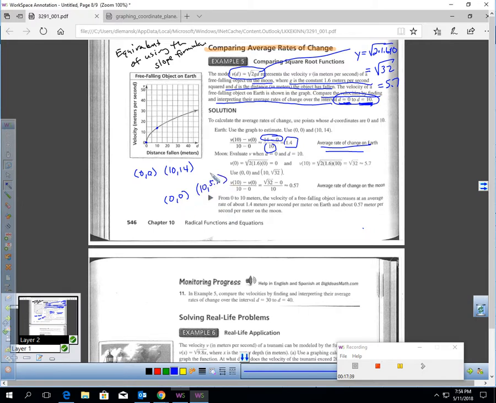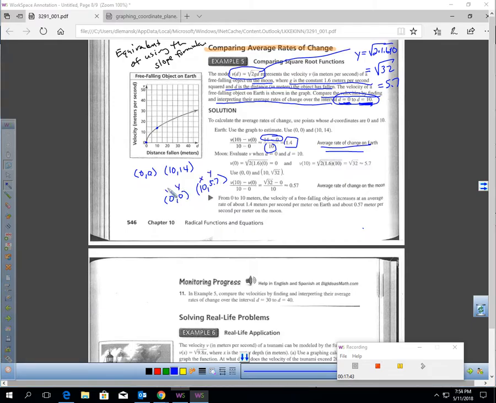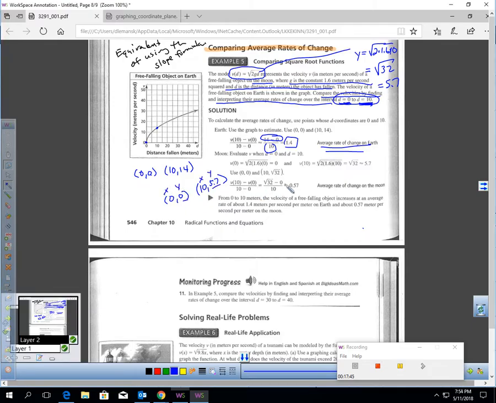Okay, let's use our slope formula. Here are the y's, there are the x's. I have to do 5.7 minus 0 on top, which would give me 5.7 on top. 10 minus 0 on the bottom is 10. 5.7 divided by 10 is 0.57. So you can see the free-falling object is going to fall quicker on the Earth than on the moon. Now that should make sense.